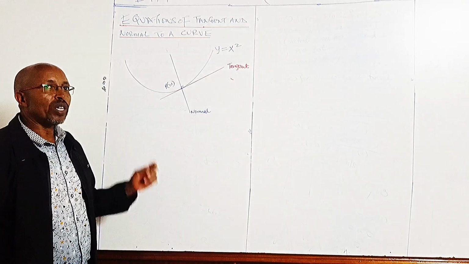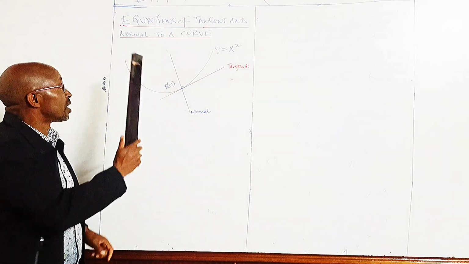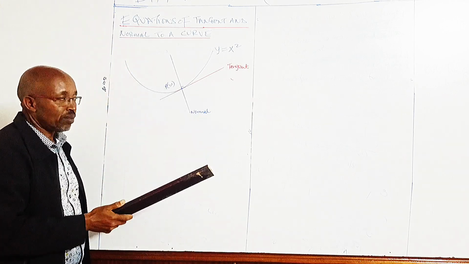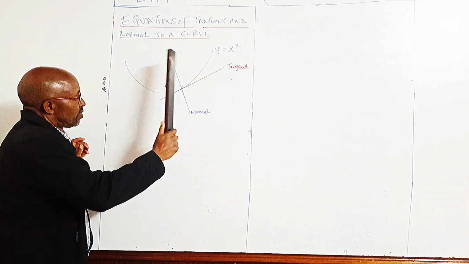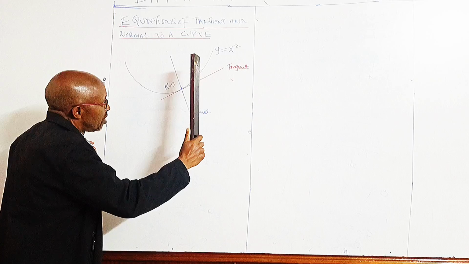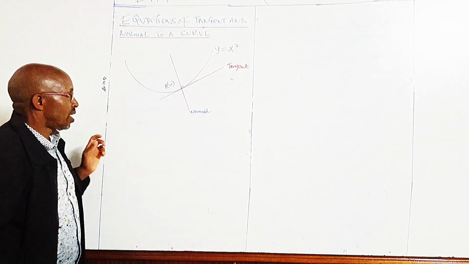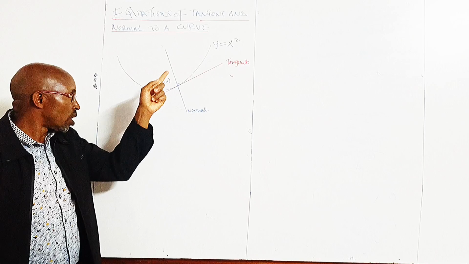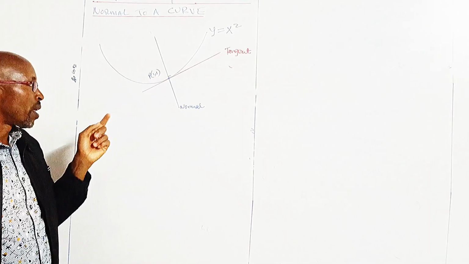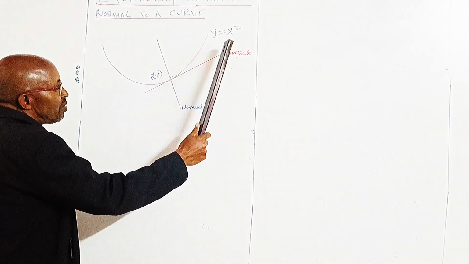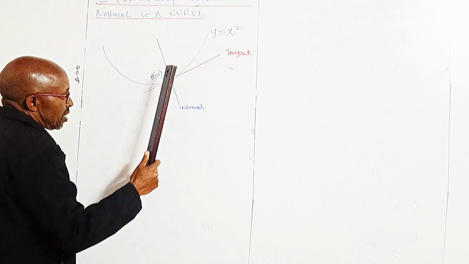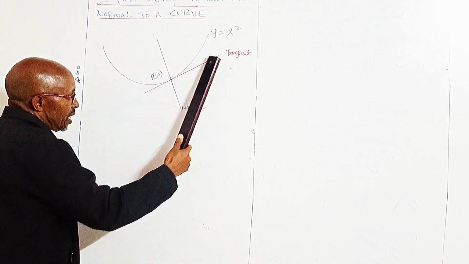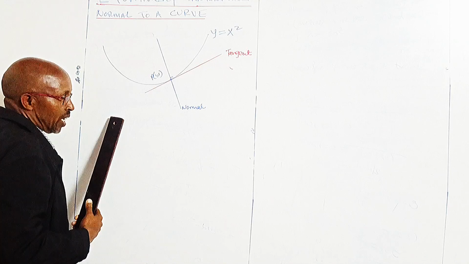We are now turning to a new subtopic, that is equations of a tangent and normal to a curve. When you have a curve, like the one that we have here, y is equal to x squared, I have point P, which is (1, 1), which is on the curve. The tangent to the curve at point P, which is (1, 1), is the line that I've drawn in red.